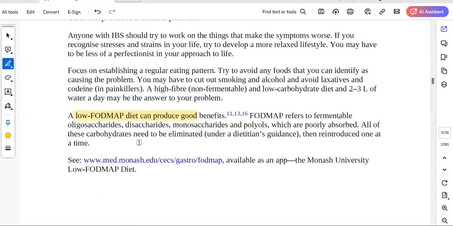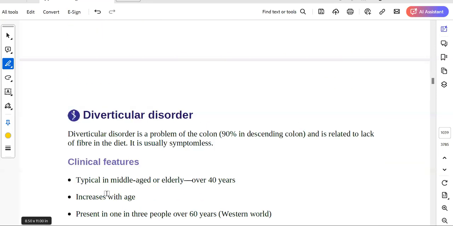Now, what is low FODMAP? I'm not going to discuss it, which you also don't need to know. A dietitian will be the one who will discuss it. If the low FODMAP diet does not help, normally after 12 months of trying dietary modification, still not helping, and the patient is under a lot of stress, you can try some antidepressant like an SSRI. Okay.